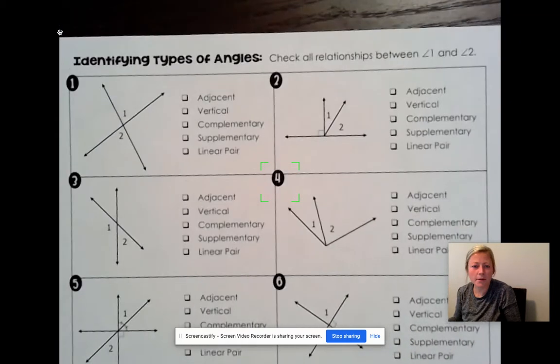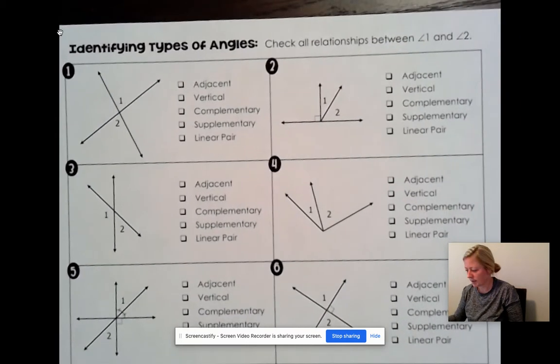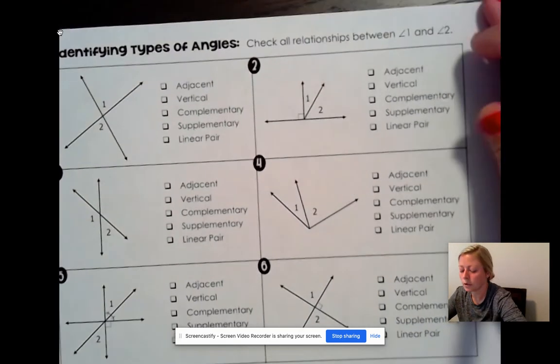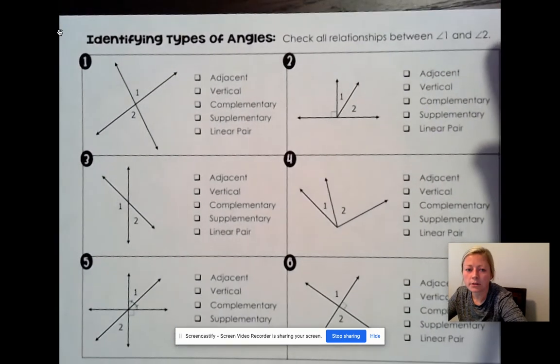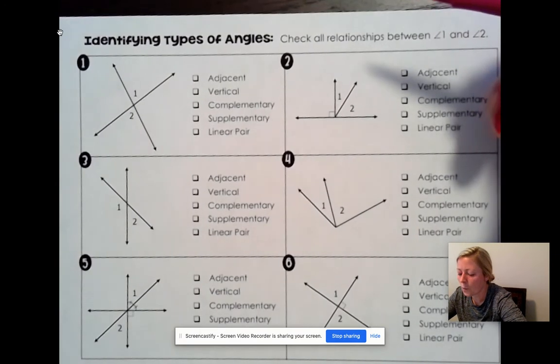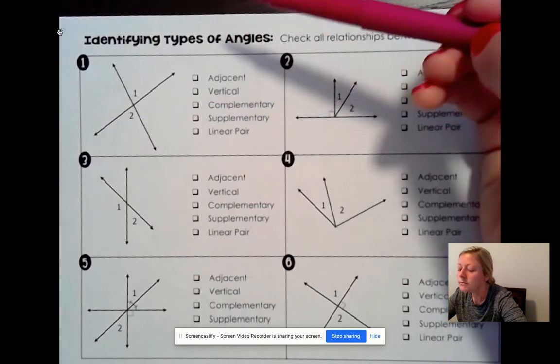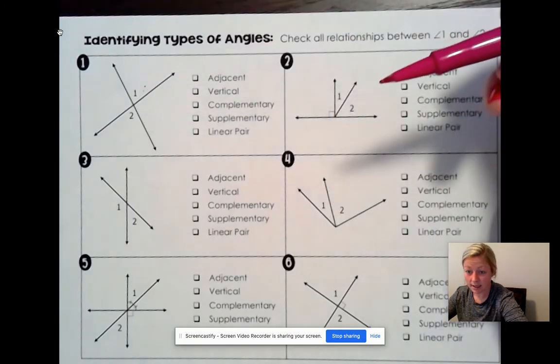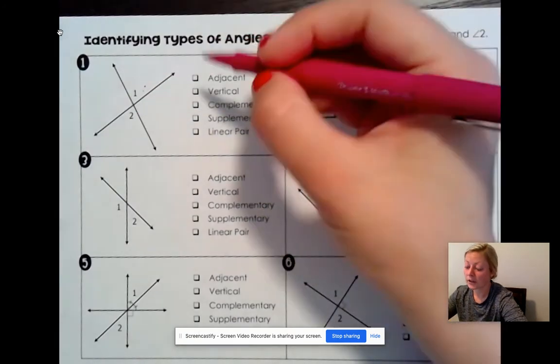That's a little bit better. Okay, let's see what we can do with these. So it says check all relationships between angles 1 and 2. Here we go. So let's look at question 1. So we have angles that are across from each other. So the first thing that we should be thinking is that they are vertical.